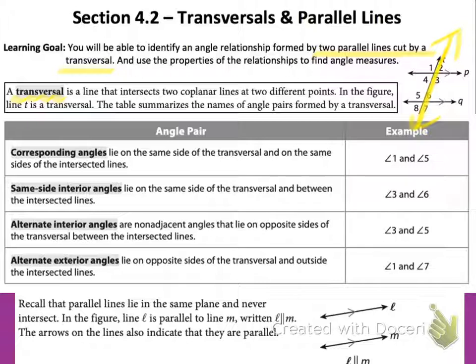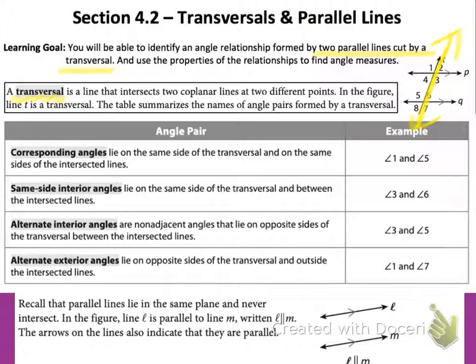So anytime two lines are intersected by a third line, a transversal, 8 angles will be formed. You can try it with really any way that you're going to get these two lines to intersect this third line. But 8 angles will be formed, and some of these angles have special names and special relationships. And there's an even more special relationship when the lines that form them are parallel.